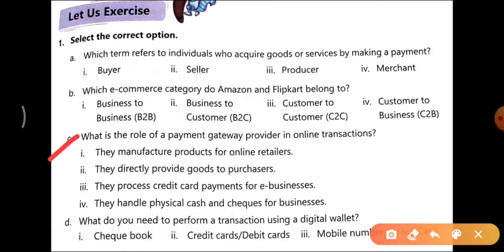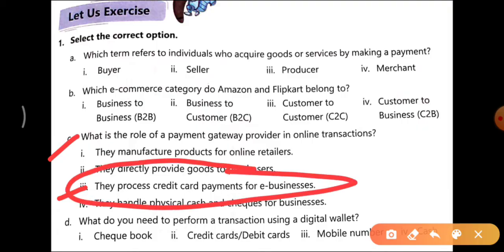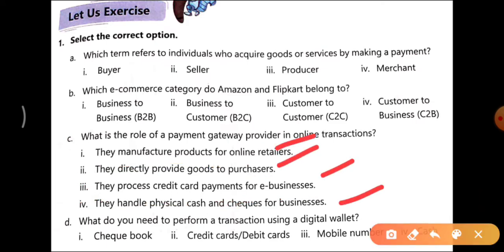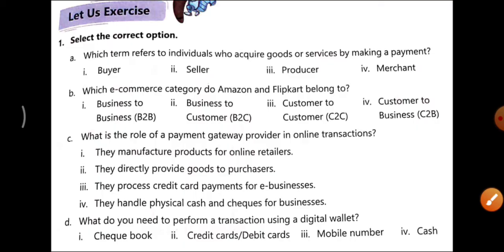Next question is, what is the role of a payment gateway provider in an online transaction? For example, we are using a payment gateway like Paytm, PhonePe or any other kind of payment. What is its use? It is very simple to understand that they provide payment methods to make an online transaction, like net banking, credit card, debit card, and wallets. Many things are there. So you may easily understand that the answer is the process of credit card payments for e-business, because a credit card is one of the mediums of online transaction.